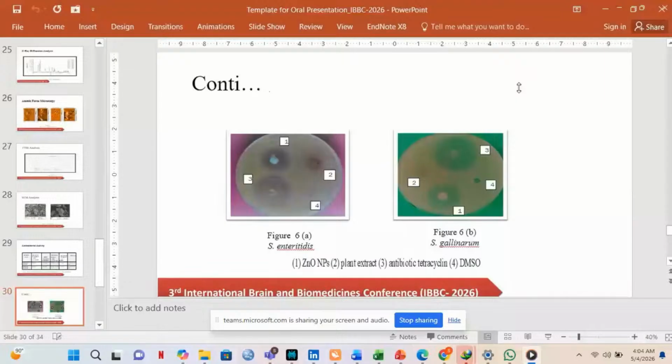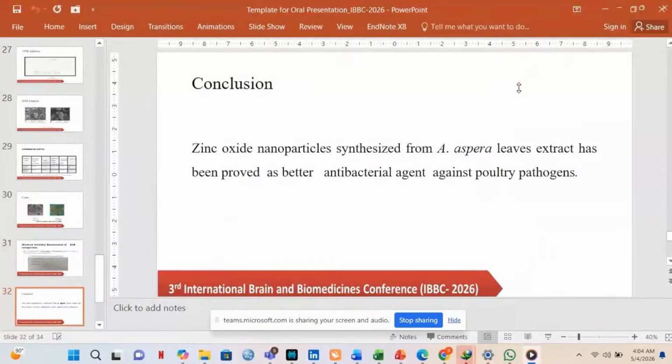And in conclusion, zinc oxide nanoparticles synthesized from Acanthus aspergillus extract have been proved as a better antibacterial agent against poultry pathogens. These are the things. And thank you very much.